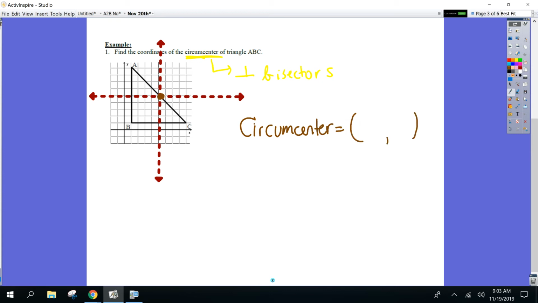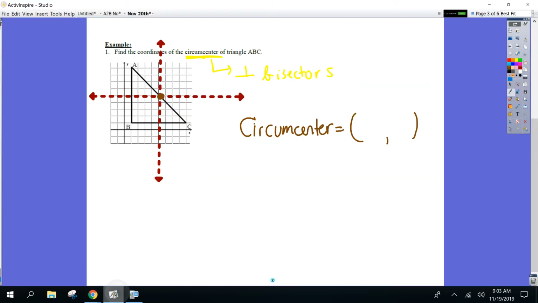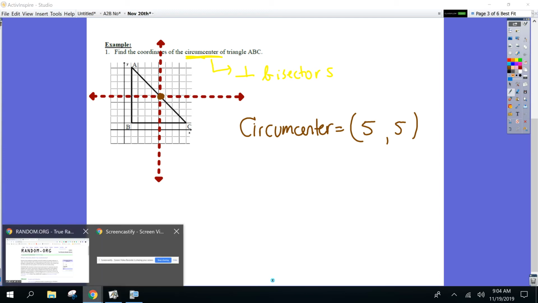Does that make sense to everyone, that I don't need to do all three? As long as you've done the first two correctly, you know where it's going to intersect. And what's that point? 5, 5. This is what I meant before. If you said 4, 5, you didn't go from the origin. You started from point B. Common mistake. Start from the origin, everyone. Origin all the time. Questions here?